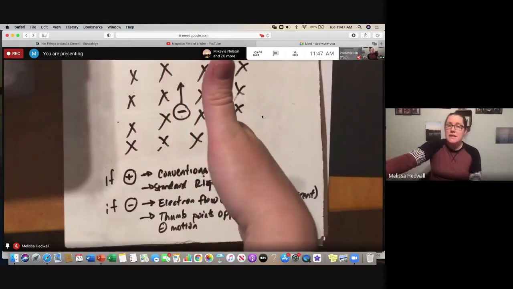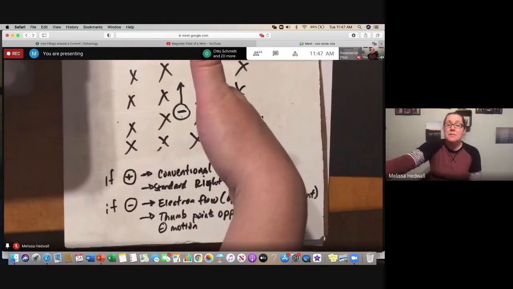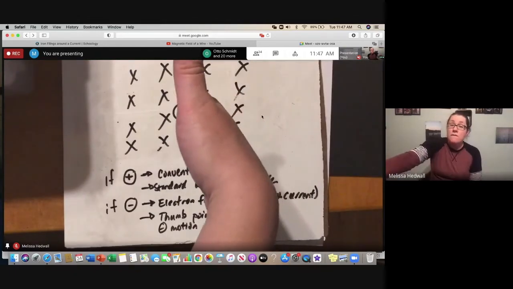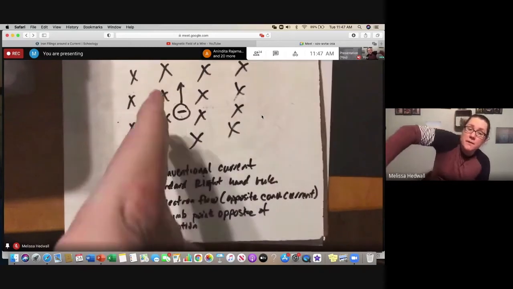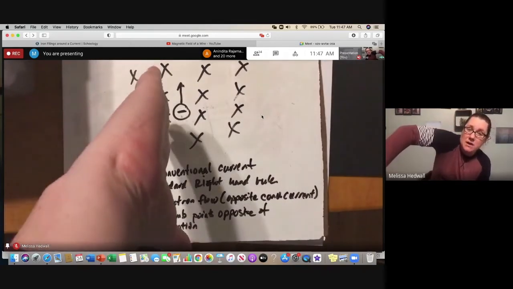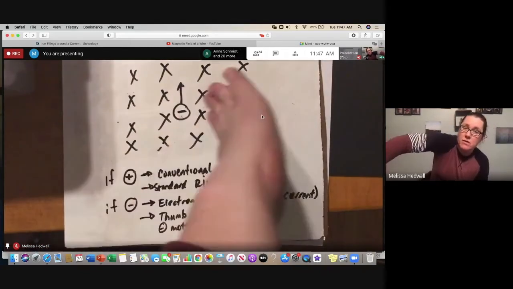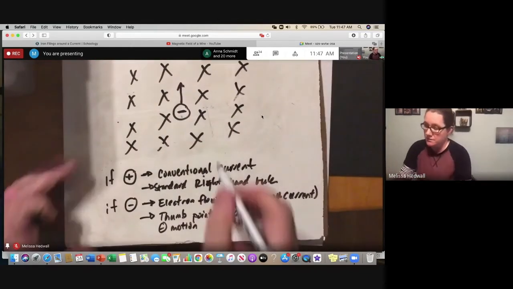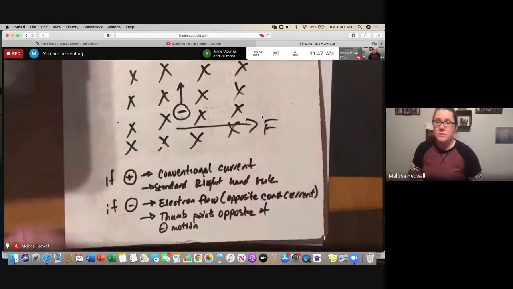However, because the electron's moving up the page, that's the opposite direction of conventional current. So our fingers still stay in, but we flip the direction of our thumb going down. And so the force would be over to the right in this situation. The force would be to the right.